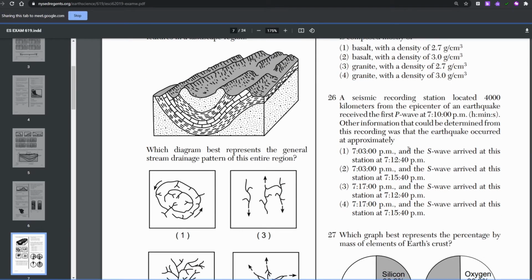Okay, 26. A seismic recording station located 4,000 kilometers from the epicenter of an earthquake received the first P wave at 7:10 p.m. Other information that could be determined from this recording was that the earthquake occurred approximately when? Well, I know which time I felt the shaking at the seismic station. I know it was 4,000 kilometers away. Question is, how long does it take for a P wave to travel 4,000 kilometers?